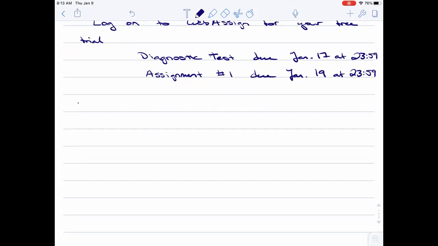So, section 1.2 is called Essential Functions. They are essential. I guess I didn't write that very nice.